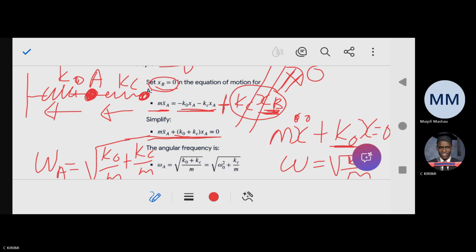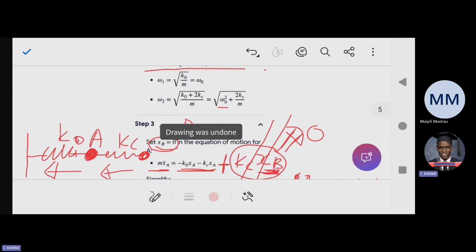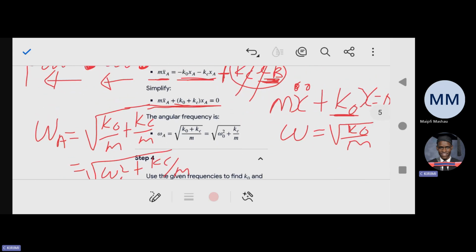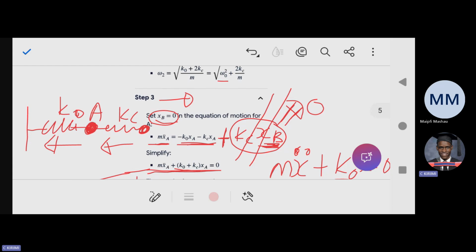You get it? So if the object A was the one that was clamped, will we still write the formula the same way? Yes, if they want the angular frequency of object B, WB. When A is clamped, you are just doing the reverse. When A is clamped, instead of using this formula, we are going to say mass times acceleration of B.